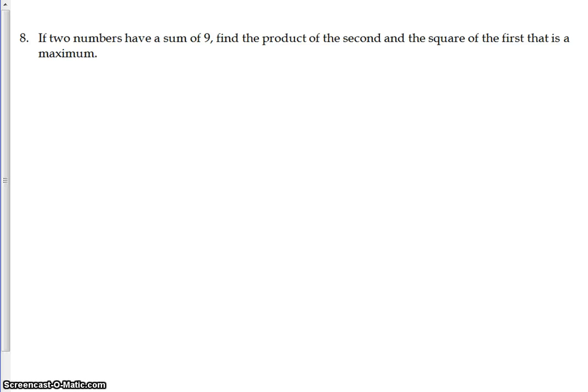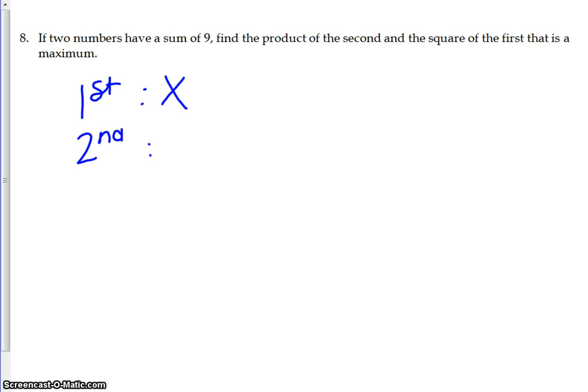8 is, there's a first number and our second number. So let's see if we can identify our first number and our second number. All right, I think that's where it gets the hardest. Two numbers have a sum of 9, and then their product of the second and the square of the first, that is the maximum. So ooh, this is getting a little bit confusing.